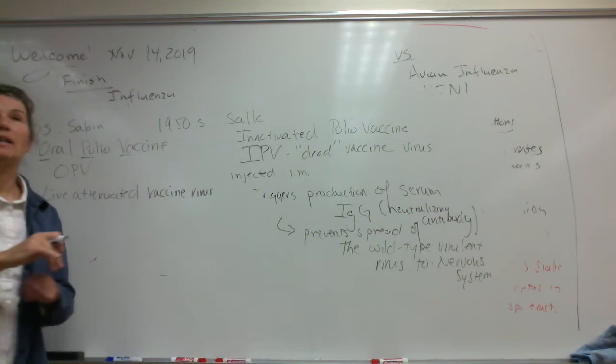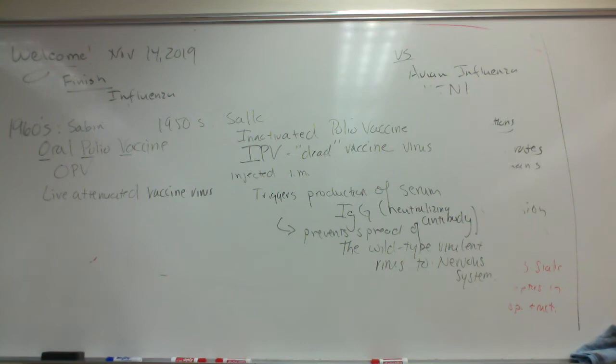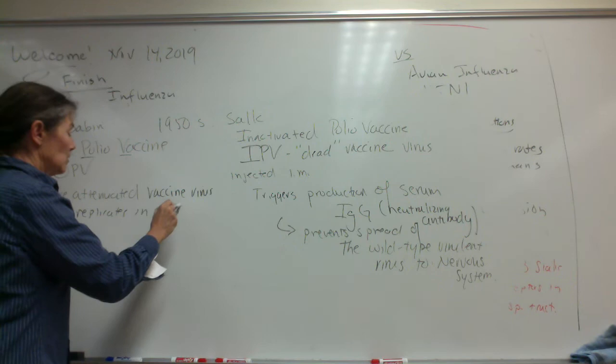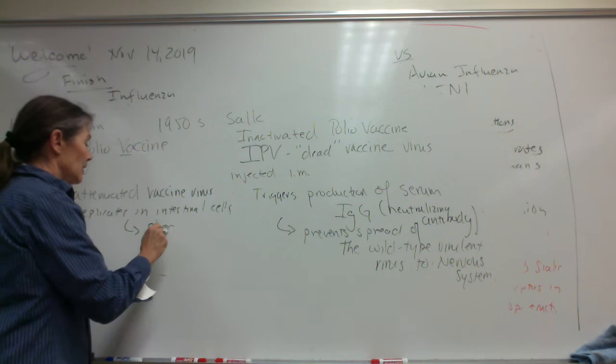Yeah, you ingest the virus and it attaches to your intestinal epithelial cells and replicates in your intestinal epithelial cells. So then when you get vaccinated, you're shedding in your feces what? Yeah, it replicates in the intestinal cells. So you end up shedding vaccine virus. You shed vaccine virus in your feces.